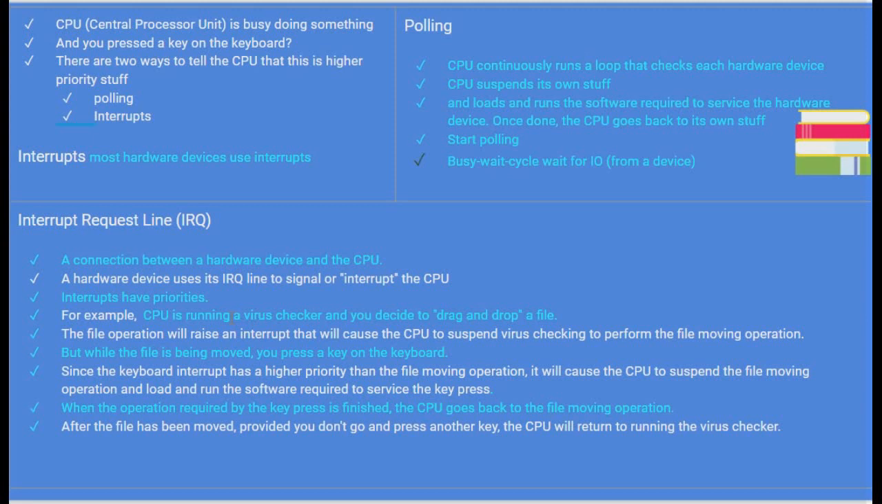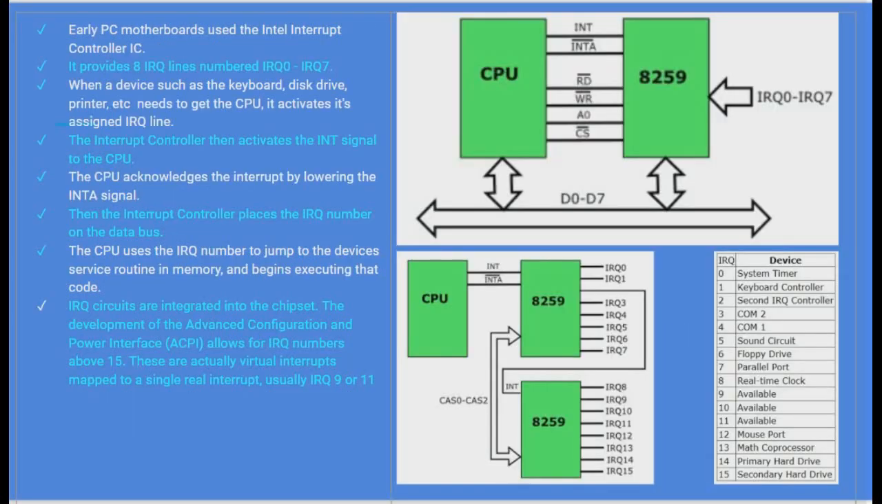Meanwhile, when it tries to do the move operation for the file, the moment some key is pressed on the keyboard, because there is a high priority for the keyboard, even the file operation will be paused and suspended, and it will fulfill the request from the keyboard. After processing that request, it will give control back to the file operation, and once that is completed, the CPU will return to the previously running program. It was the virus checker.